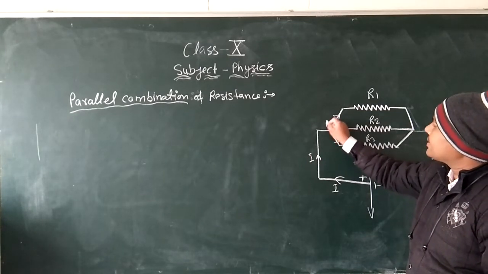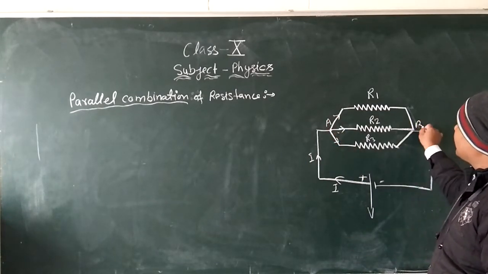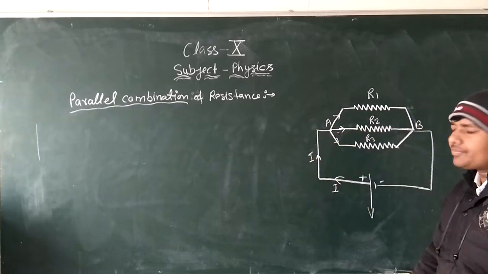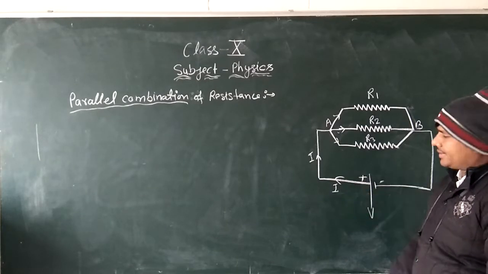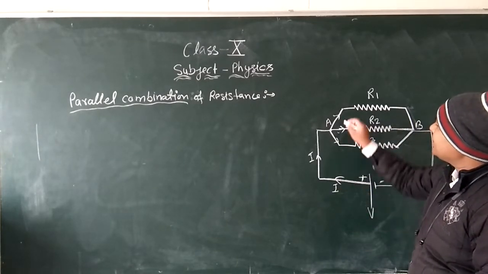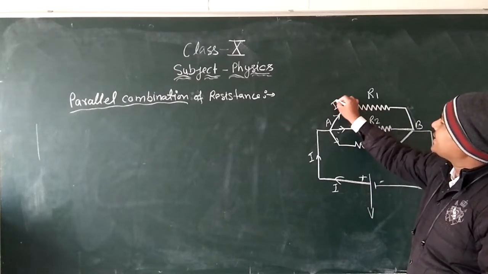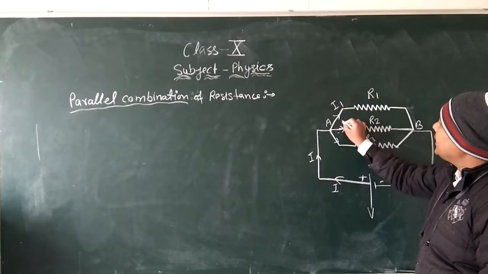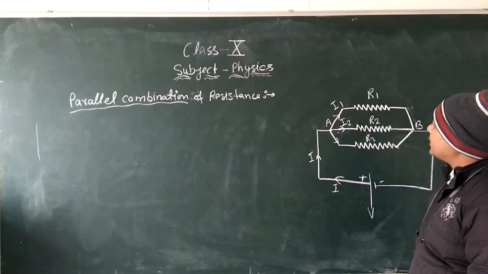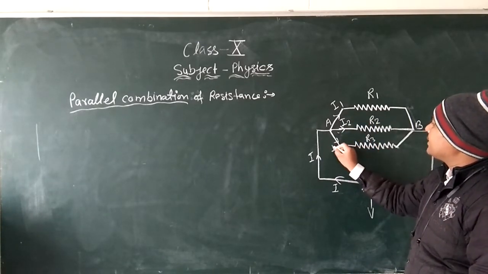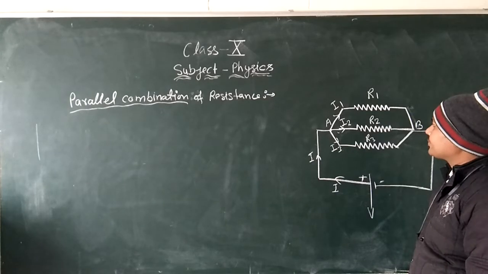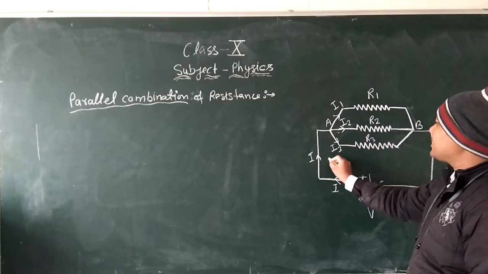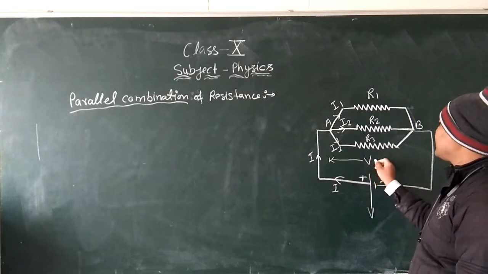From this point A, this current I is distributed into three parts. Suppose that there is I1 current flowing through R1, I2 current flowing through R2, and I3 current flowing through R3. And the potential difference across each resistor is V.